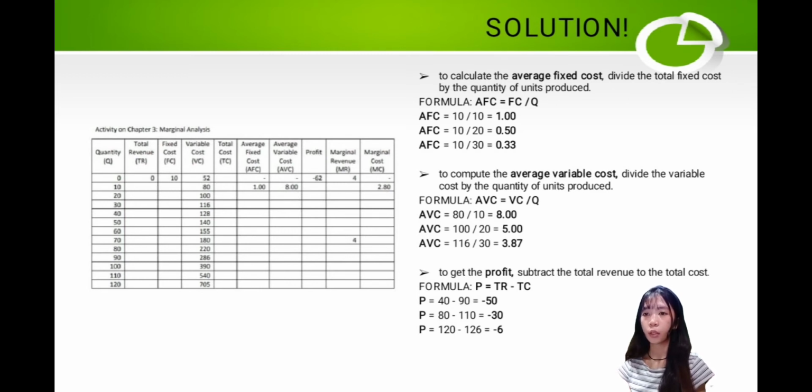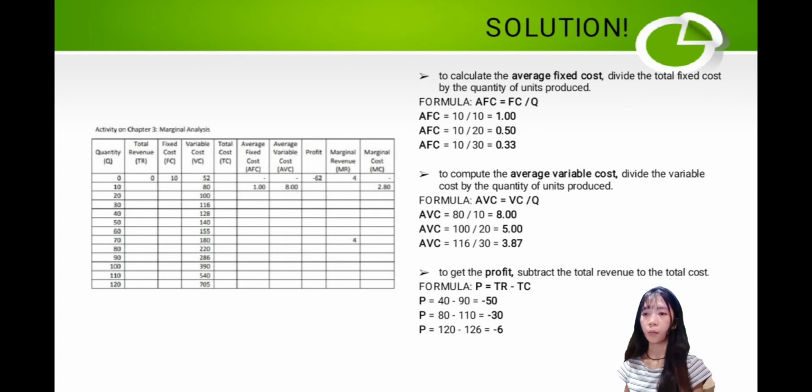Next, to compute the average variable cost, divide the variable cost by the quantity of units produced. Formula: AVC equals VC divided by Q. AVC equals 80 divided by 10 equals 8. AVC equals 100 divided by 20 equals 5. AVC equals 116 divided by 30 equals 3.87.